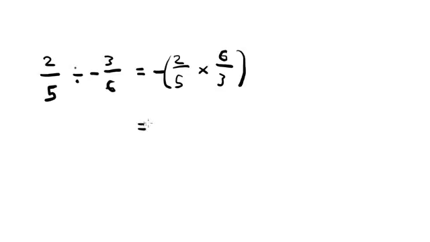Okay, so now we actually just carry out this multiplication. 2 times 6, that's 12. 5 times 3, that's 15. And that negative that we put out front stays there. So we get minus 12 over 15. And that is how you divide fractions.